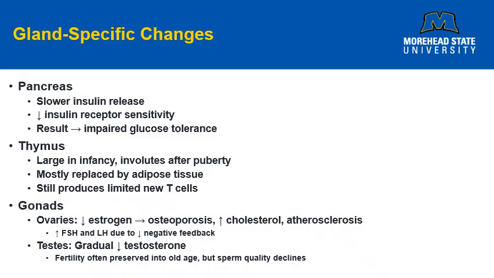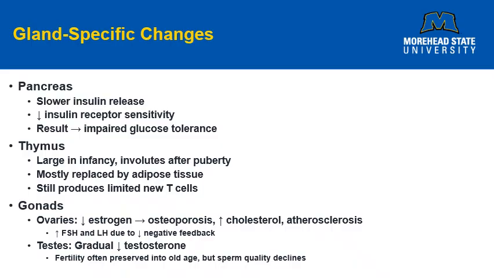More so, it's an impact on the amount of T cells being produced, which will impact our immune system. Gonads. As we age, females' ovaries have reduced estrogen. This can lead to osteoporosis and an increase in cholesterol. It can also lead to one of the few cases where negative feedback is impacted because of other hormones being significantly increased. And the same kind of occurs with testes, with the sexual hormone testosterone decreasing.